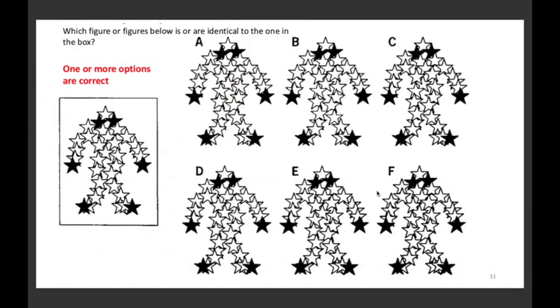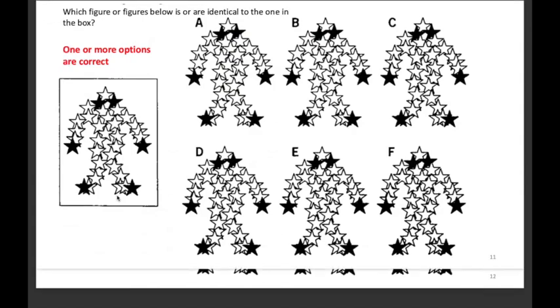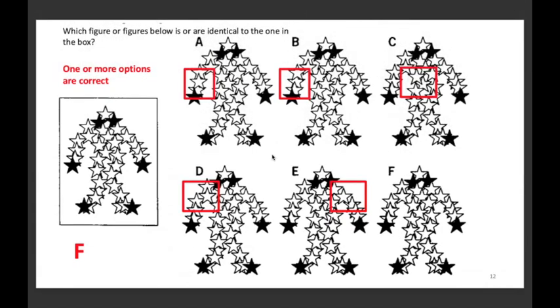Which of the figure or figures below is or are identical to the one in the box? We are given here a box. We have to identify which of the figures are identical to this box. Okay, one or more options are possible. So these are all the differences that are there, and we find that there is only one figure which is exactly identical to the one in the box.